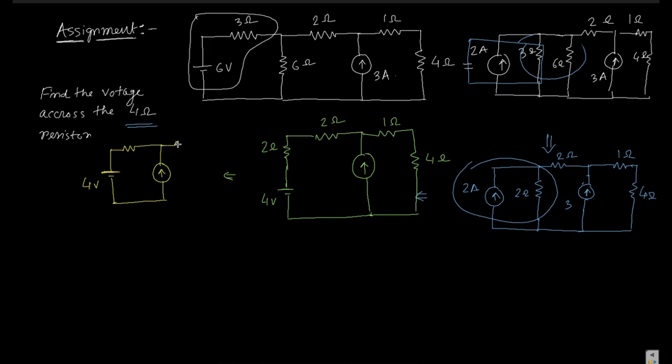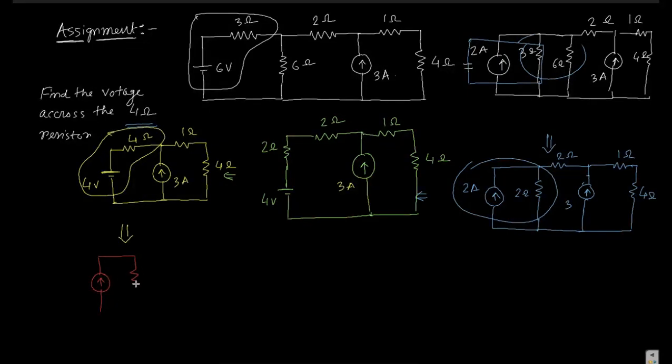and this 1 ohm and 4 ohm are connected in series with the current source. That is the 1 ohm, this is the 4 ohm, this is the 3 ampere, this is the 4 ohm. Now what should we do? We should convert this into an equivalent current source. So 4 by 4 is 1 ampere is the current source.